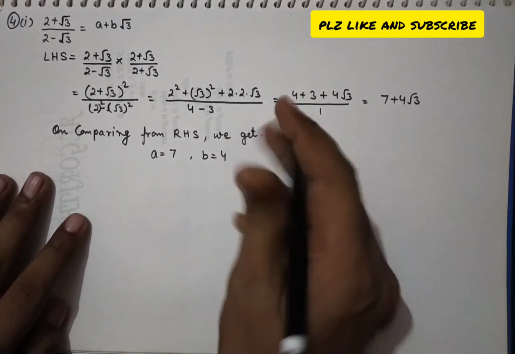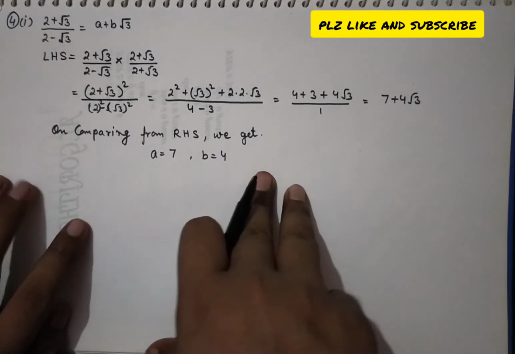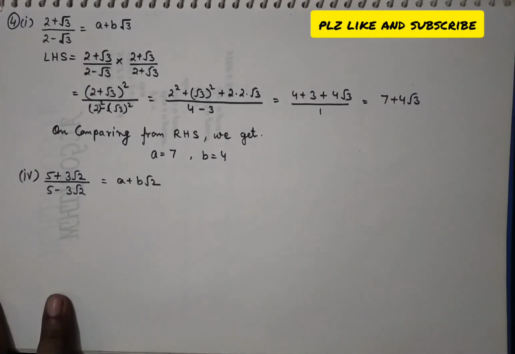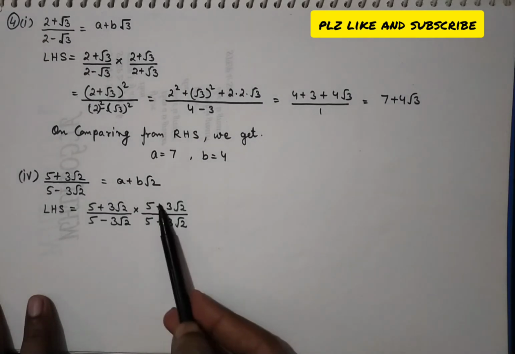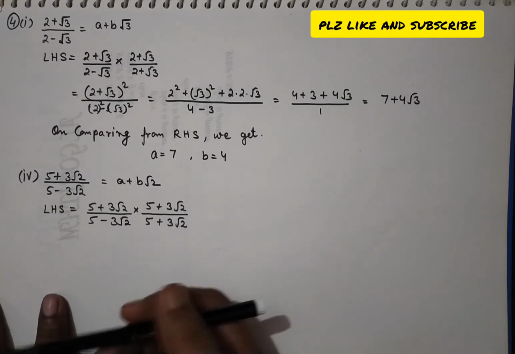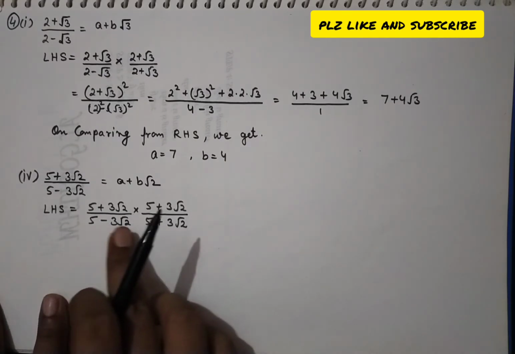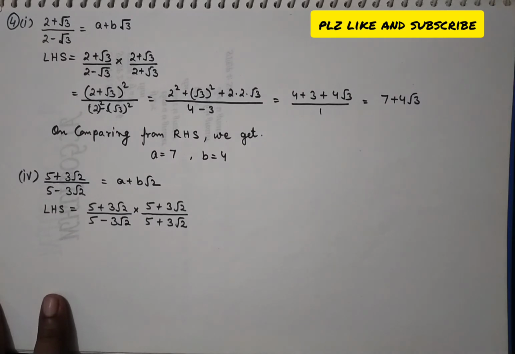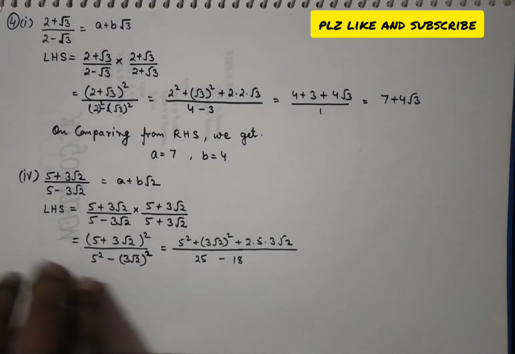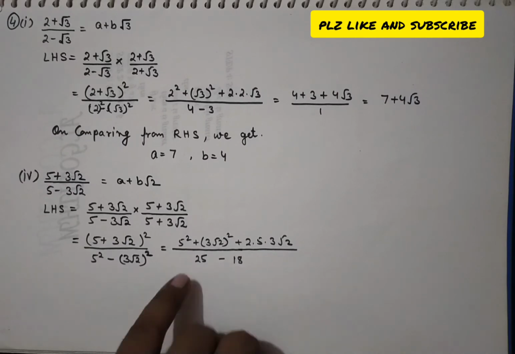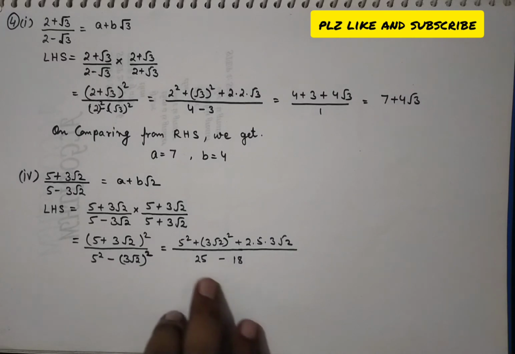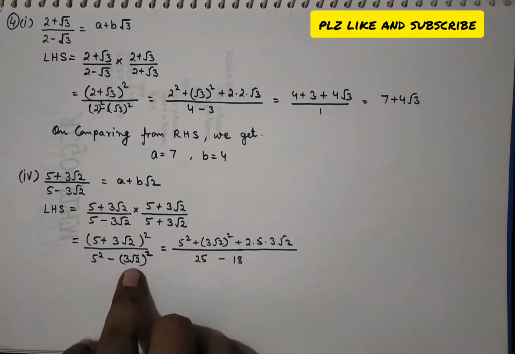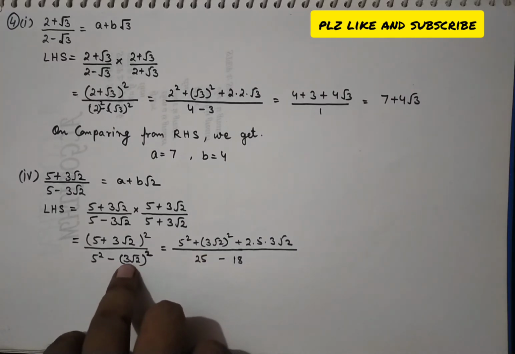Let's see one more question, that is the fourth part of this one. Now here in this question too, we have to start from the LHS. Again you see we have the same terms in the numerator, so this will be a whole square, and here a plus b and a minus b, so a square minus b square. After getting this and expanding it, we have a square plus b square plus 2ab. Then here 5 square is 25 and (3 root 2) to the whole square, that is 9 into 2, 18.